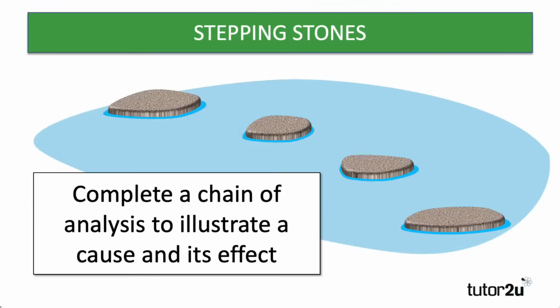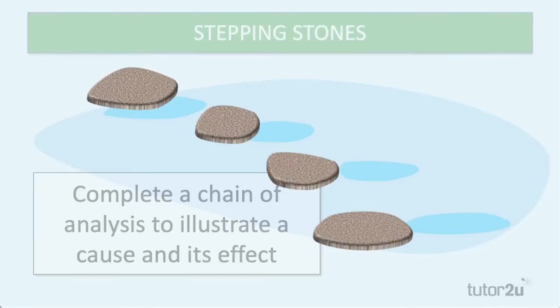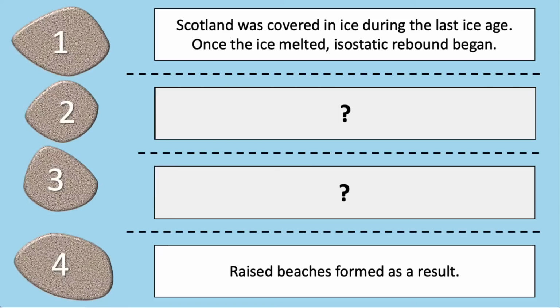So let's have a little look at some stepping stones. And what you're going to do is you're going to have a little think about what parts may be missing from a chain of analysis that is going to appear any moment now. So imagine you've got a question that's come up and you are needing to think about the formation of a raised beach. This could be maybe a 4-mark question and you are explaining about it, or it could be maybe you've got a 6-mark question where you're using the figure and your own knowledge and it's showing you a landscape where we've got a raised beach. This could come up in several formats.